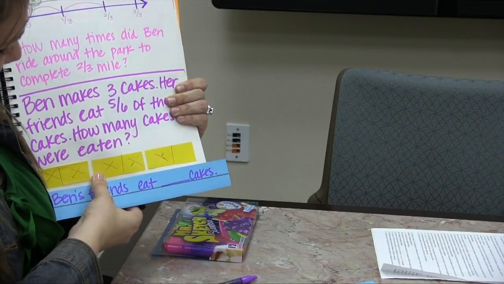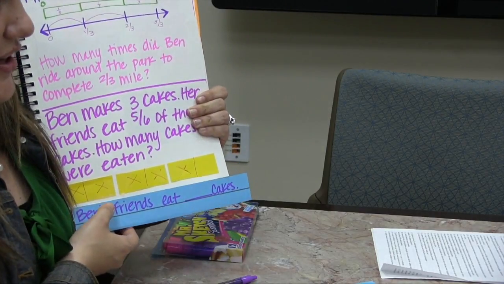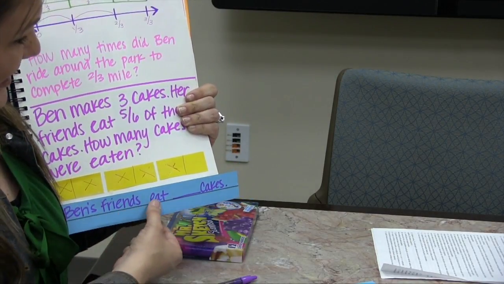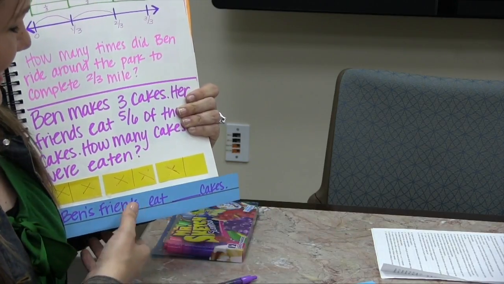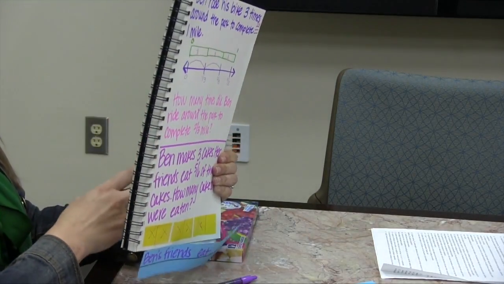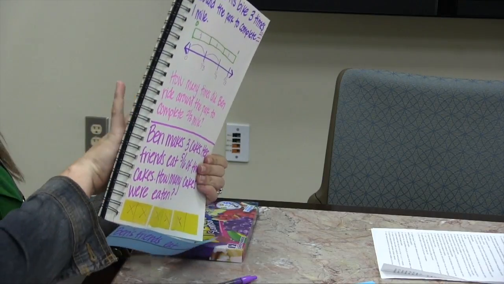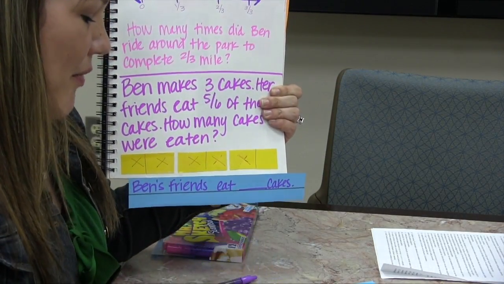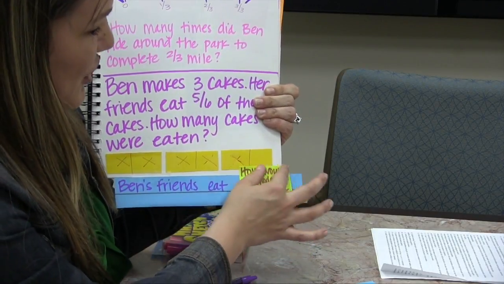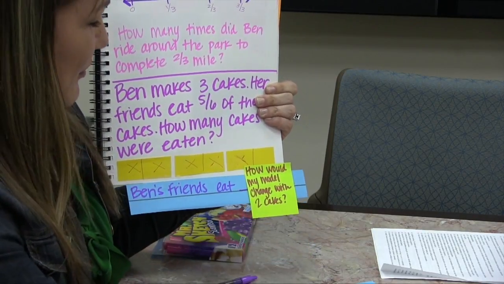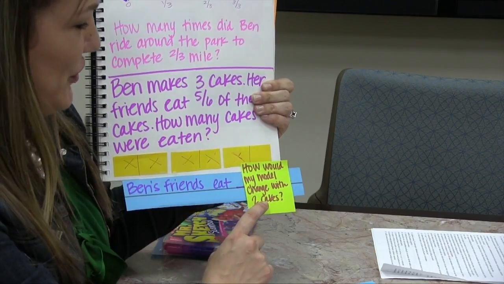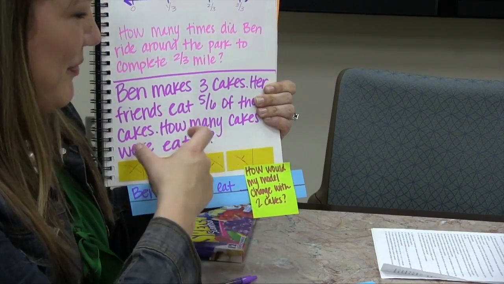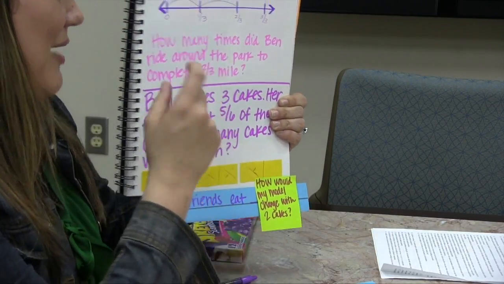So to go back, here's a sentence stem for my students to use if they do not understand. Ben's friends eat blank cakes. I'd have them restate that using the picture. And then I have some extra questions I would also ask them. How would my model change with 2 cakes? I would actually have the sticky notes out in front and model this for the students, and let them understand what happens as we do this problem with another type of problem.